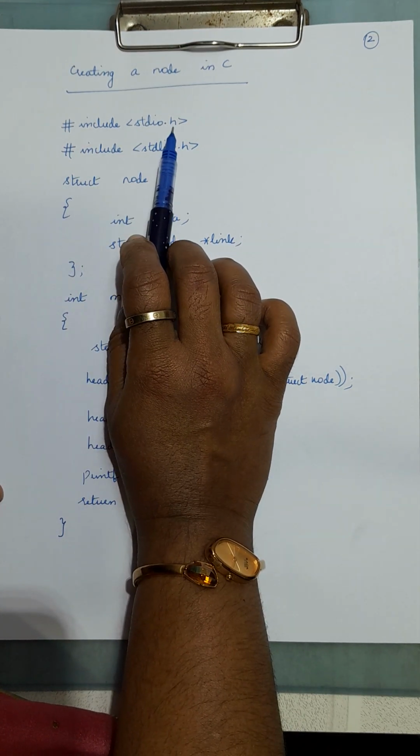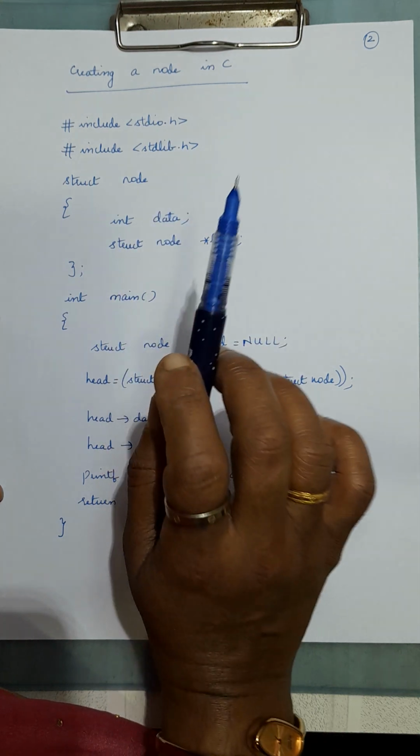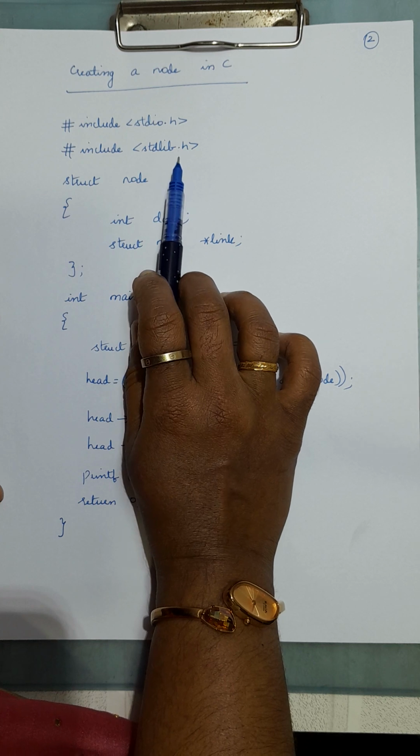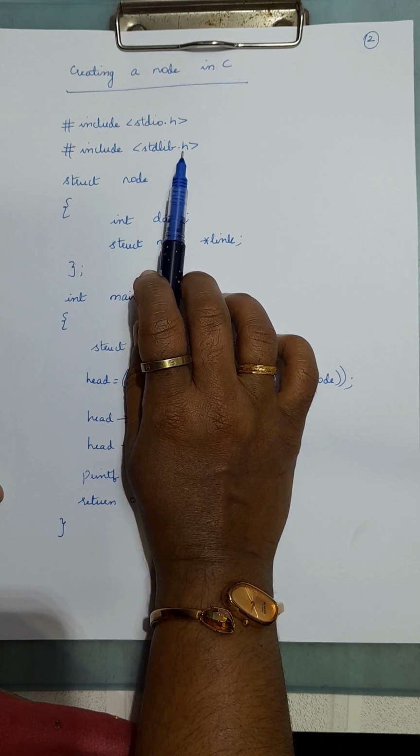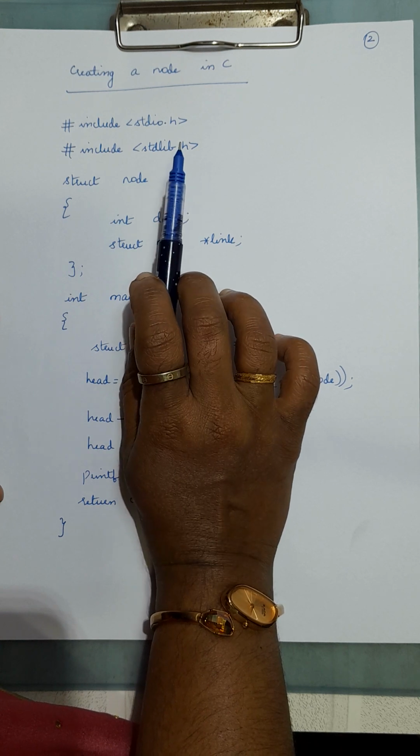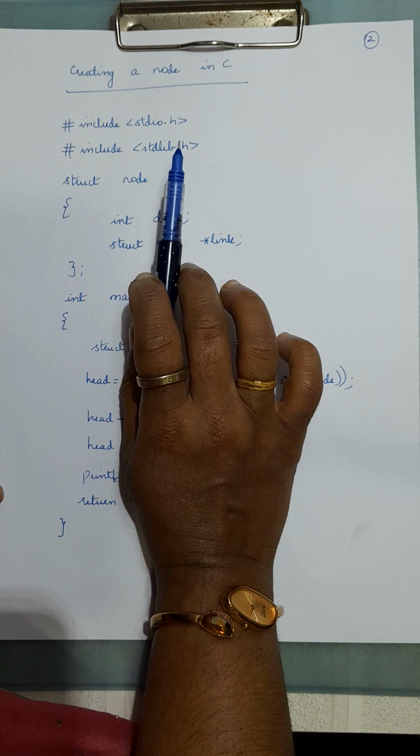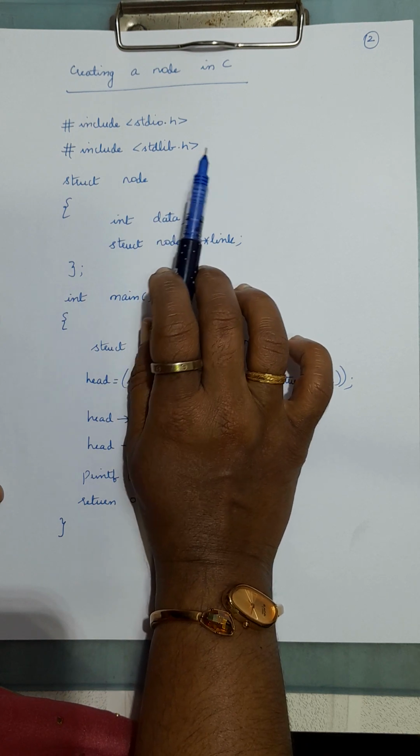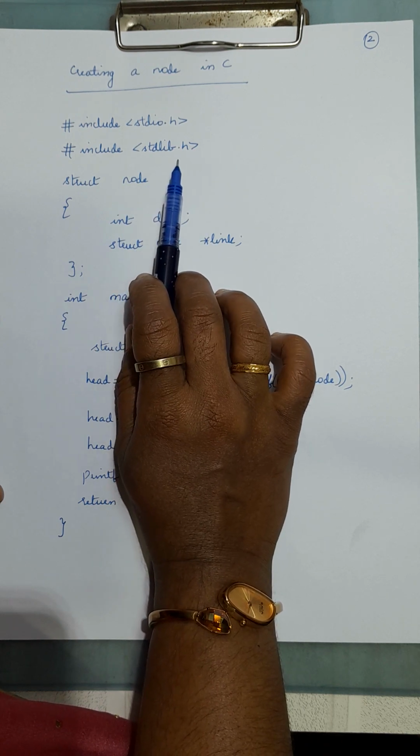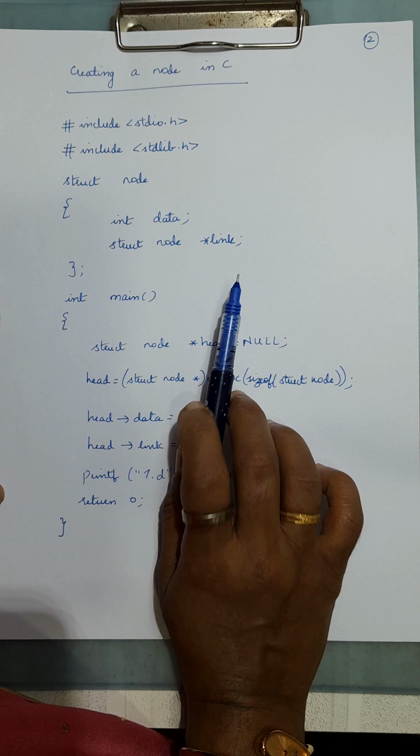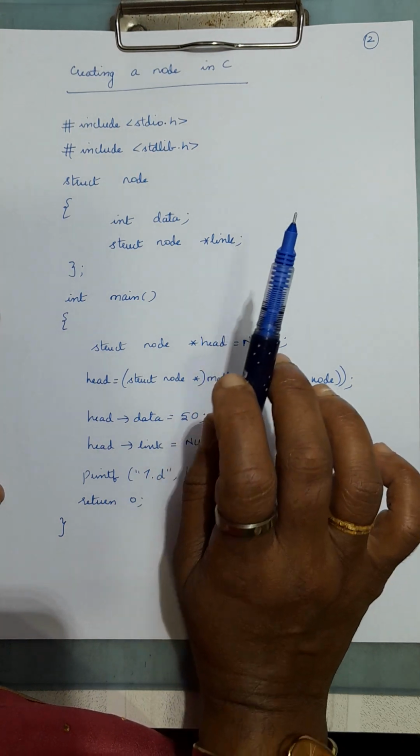It is the standard input output header file that supports printf and scanf statements. The next one is stdlib.h. If you remember the previous video of mine, I have taught you about dynamic memory allocation, malloc, and self-referential structure. If you have any doubts in both these topics, you can visit the previous videos. So stdlib.h is the header file which mainly supports dynamic memory allocation: malloc, calloc, realloc, and free.